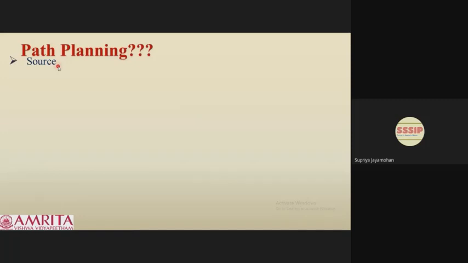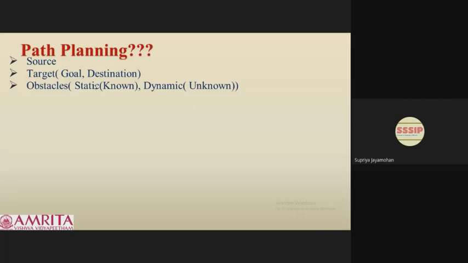Several terms are used, and then we go on to see whether the robot has reached its destination, which is a common language term, or in robotic terms, it could be called the target or goal of the robot. Next, there will be many obstacles which the robot should avoid, and it should reach the destination. These obstacles could be of various types. It could be static, which are known obstacles, or dynamic, which are unknown obstacles.